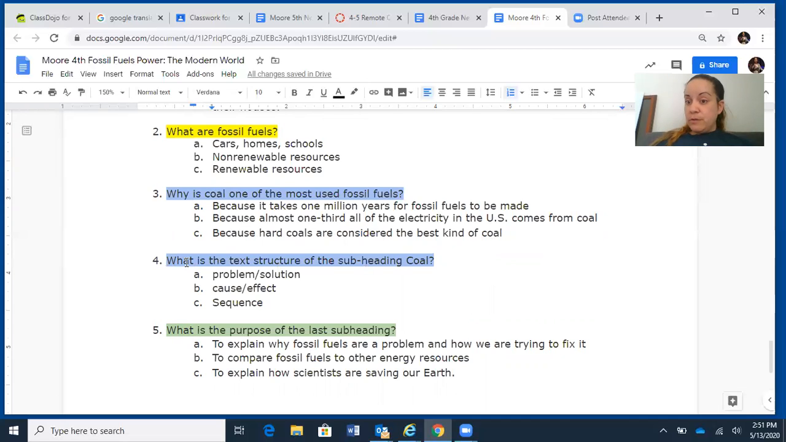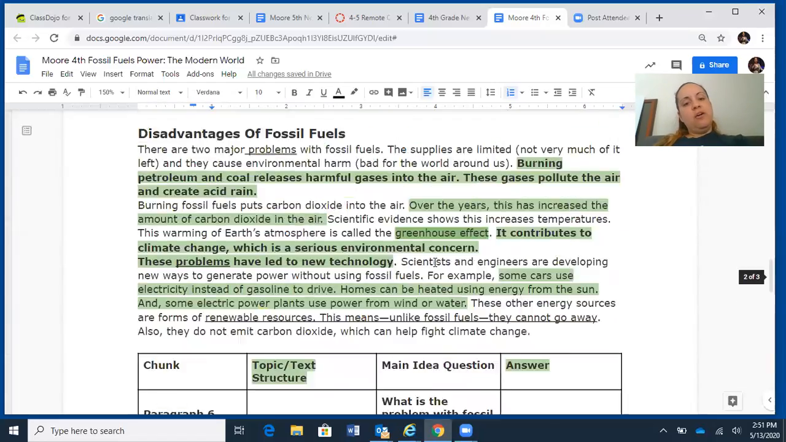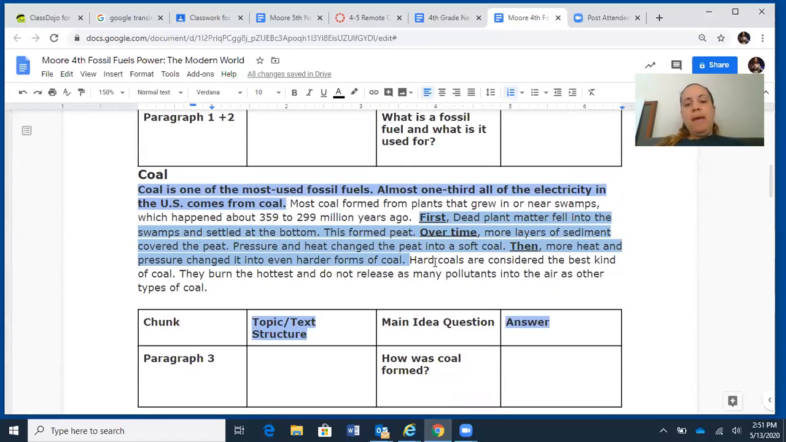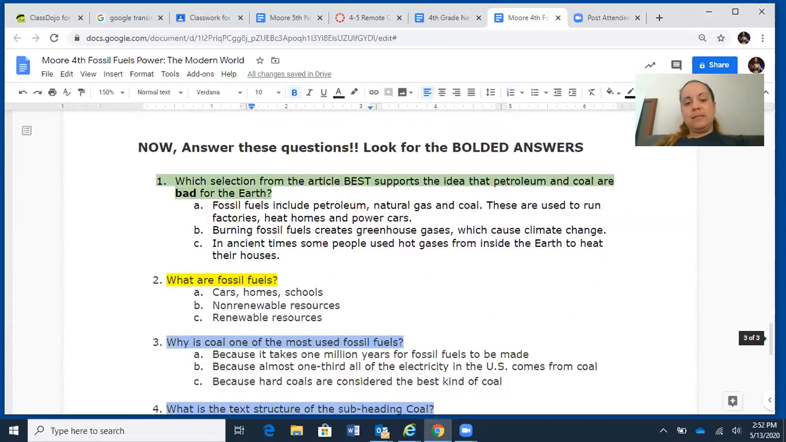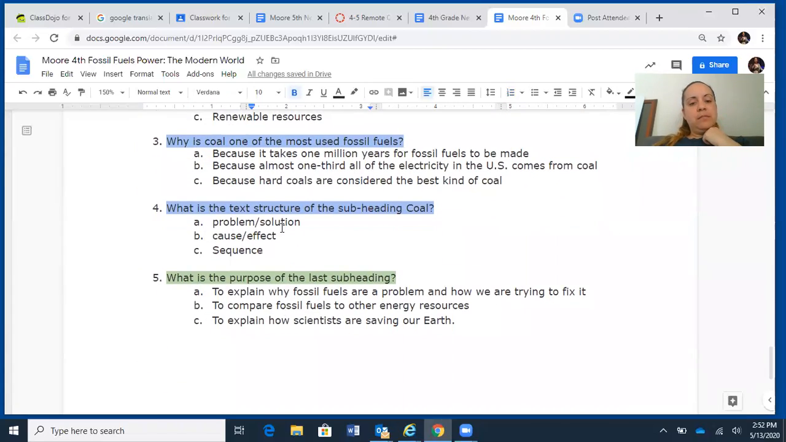Number 4 is also blue, so we're going to have to go to the same paragraph. What is the text structure of the subheading coal? So we're looking for text structure. You already wrote it into the box. Let's go back up to the blue. Remember, we said that it had first, over time, and then. So that was the sequence. Putting it in order, a sequence. Okay, there's my answer. Problem solution, cause effect, or sequence. Highlight the right one.